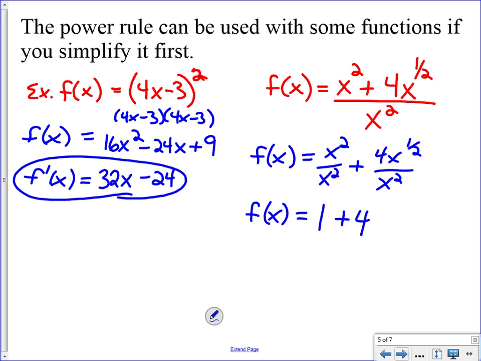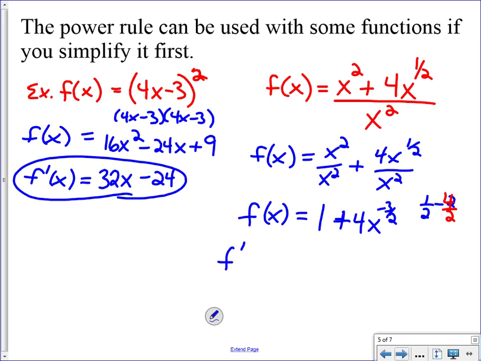So 1/2 minus 2, we can work that off to the side. You would need a common denominator, so you could make this 4 over 2, and then 1 minus 4 is negative 3 over 2. I forgot my x. So this becomes 1 plus 4x to the negative 3/2. Okay, and that's your derivative. So that's f prime of x. No, it's not. That is f of x. We have to find our derivative still, because all we've done so far is divide by x squared.